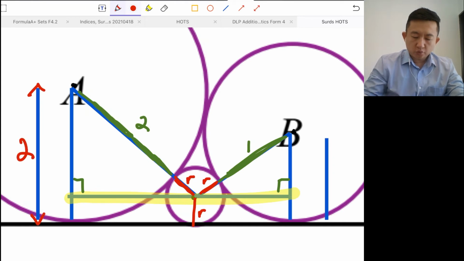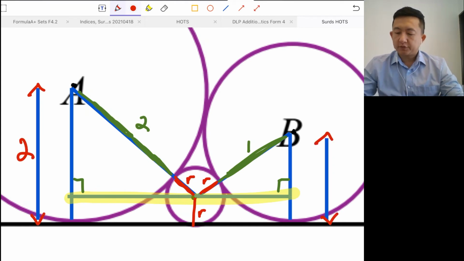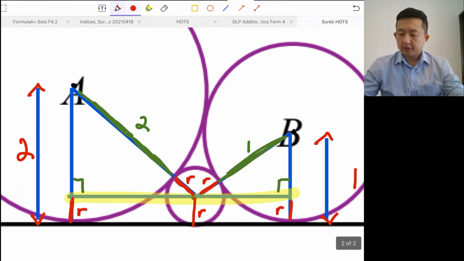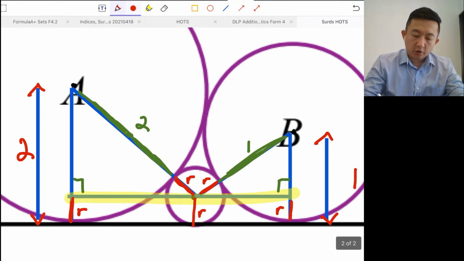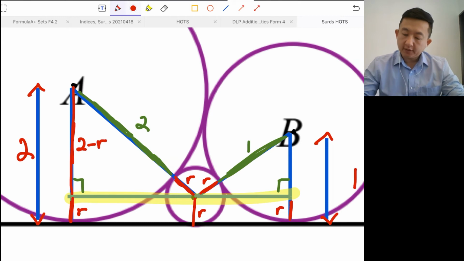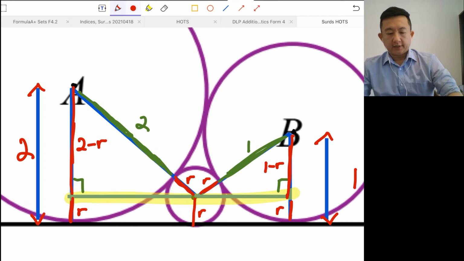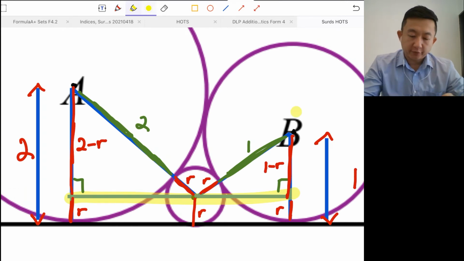This is 2. This is 1. Now how about here? This is R, alright? This is R, and I will call this 2 minus R. Make sense? This one, 1 minus R. Okay, now I want you to pay attention to what I'm going to do now.